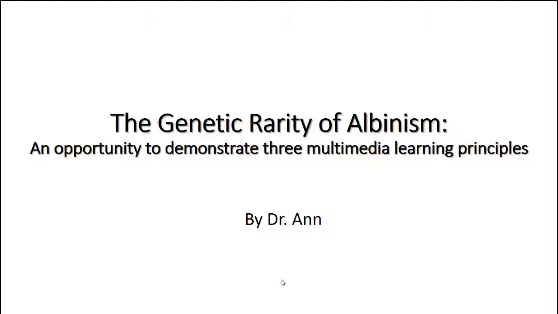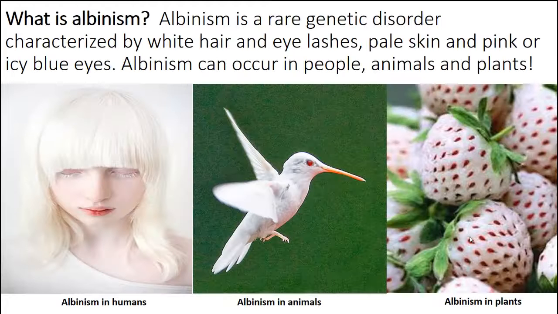Now, I'll provide a screen capture to exemplify the 3 principles. I will highlight the principles with voice and captioning as appropriate. The purpose of this presentation is to educate learners about the genetics of albinism while integrating 3 principles of the cognitive theory of multimedia learning. What is albinism? Albinism is a rare genetic disorder characterized by white hair and eyelashes, pale skin, and pink or icy blue eyes. Albinism can occur in people, animals, and plants.